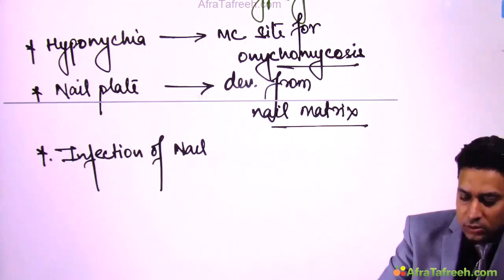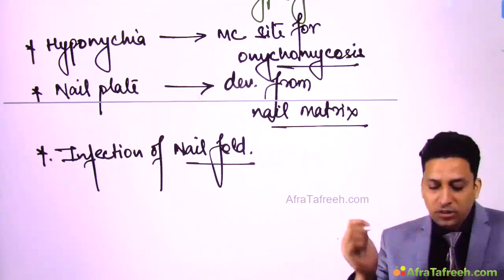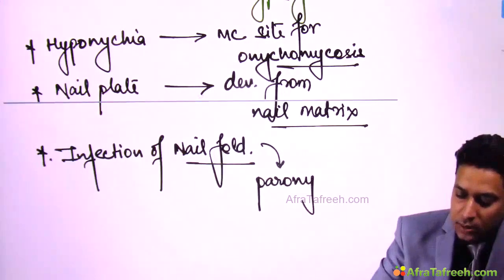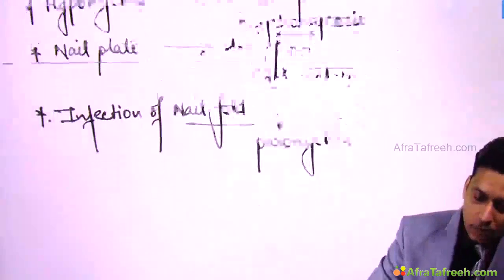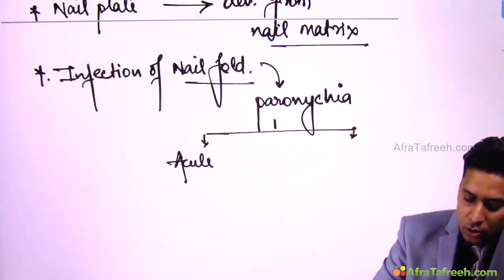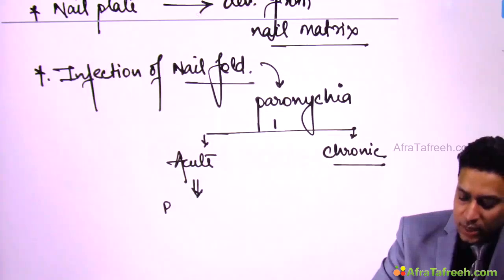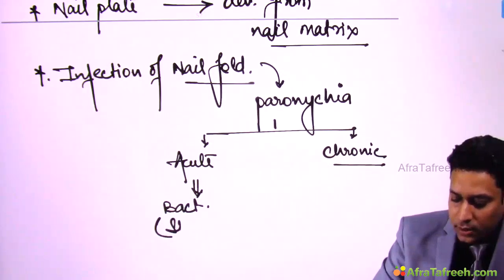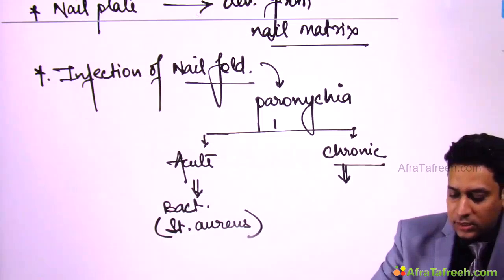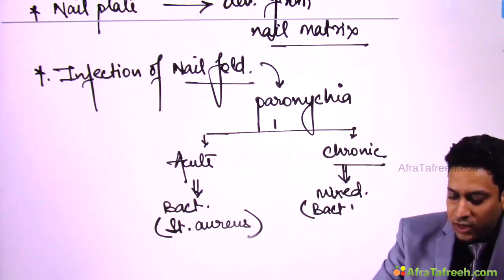Infection of the nail folds. Sometimes infection occurs in the nail folds, the lateral nail folds or proximal nail fold. This infection of the nail folds is known as paronychia. Now this paronychia can be of two types: acute paronychia and chronic paronychia. Acute paronychia is generally bacterial, caused by Staph aureus, while chronic paronychia is generally a mixed infection which can be due to bacterial as well as fungal.